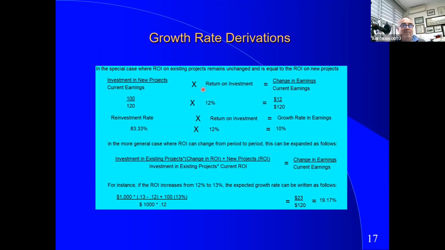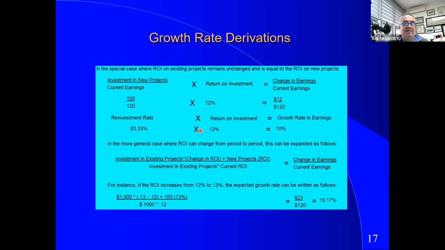So in our example, if this had gone from 12 to 13% ROI, both old investments are improving their performance and the new investments are also earning 13%. What would we run into? 1,000 old investments improving 1 percentage point, plus new investment directly earning 13%. So that comes out to an increase of $23 as opposed to just $12 if ROI had remained at 12. And down below, again, we have investment in existing projects multiplied by current ROI, which is the current earnings calculation. So we have 23 over 120, and the growth would have been just under 20%, 19.17%.